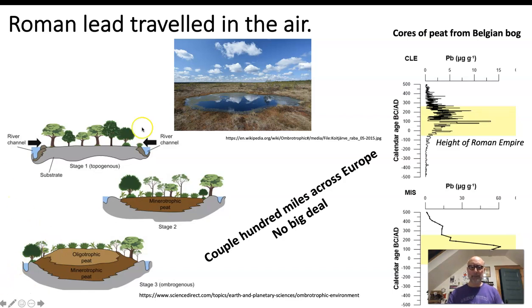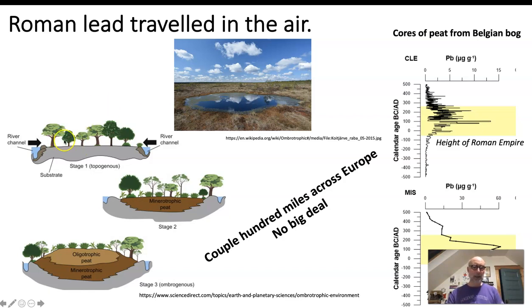Here's a picture of one. It looks pretty featureless, right? It's just flat, old dead vegetation and moss and leaves and twigs. The cool thing about these ombrotrophic bogs is most of what gets into them does not run over the ground surface, but it falls out of the sky.